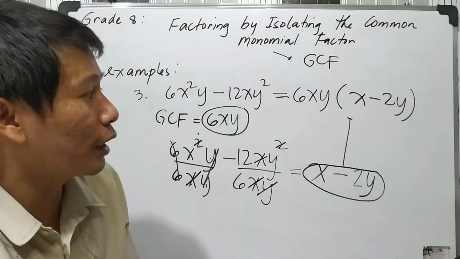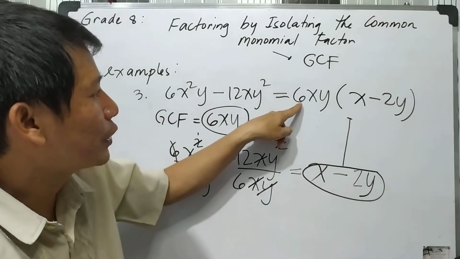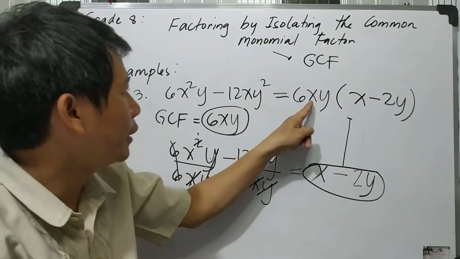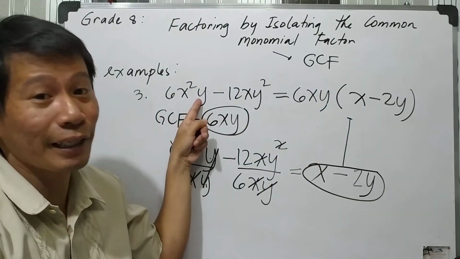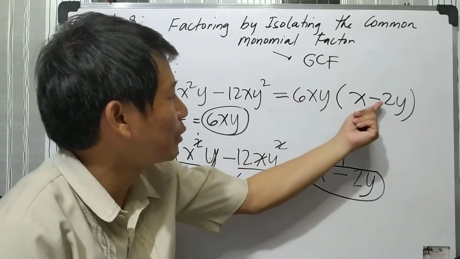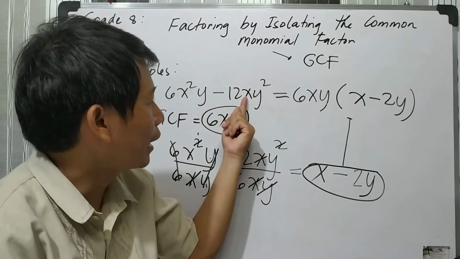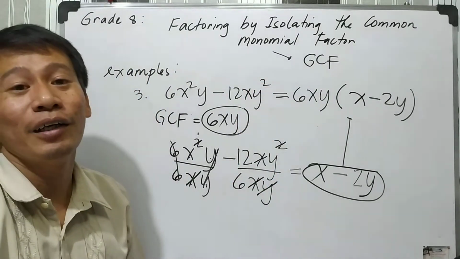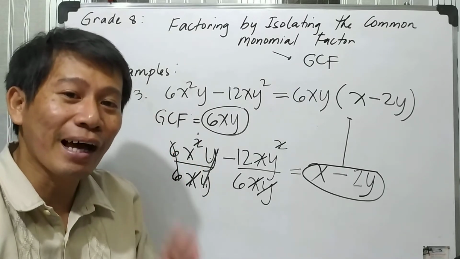You can check our factors by multiplying this. Let's see. 6xy times x: 6, then x times x, we have x squared, and then we have here y. Next, 6xy times negative 2y. 6 times negative 2, we will get negative 12, then we have your x, and y times y is y squared. So, therefore, our factors are correct. Let's have one last example.